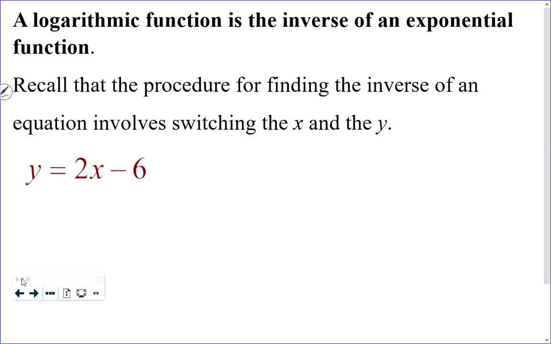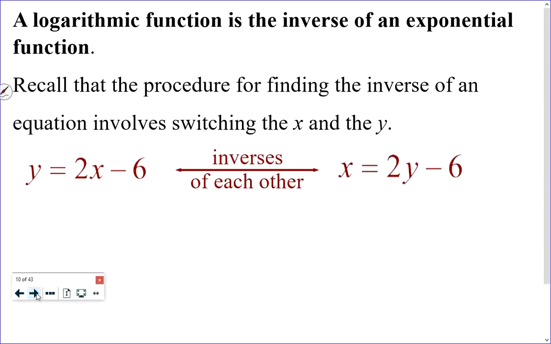As an illustration here, you can call this an equation, a relation, or a function, it doesn't really matter. That's not my point here. This is a linear equation, which if you graphed, you would get a line with a slope of 2 and a y-intercept of -6. And if I said to you back in Unit 1, what is the inverse? You would say that the inverse is x equals 2y minus 6. Remember that? You just switch the x and y.